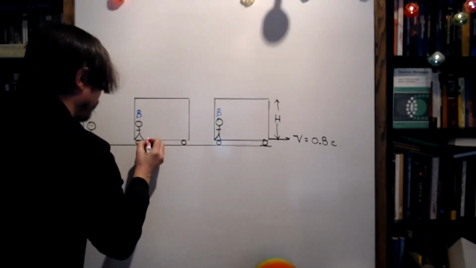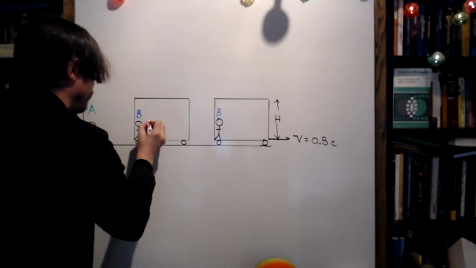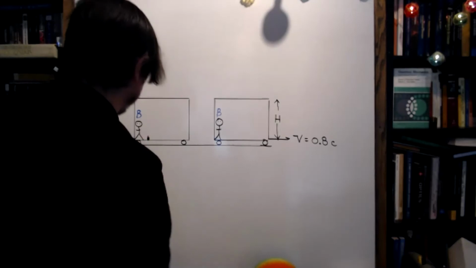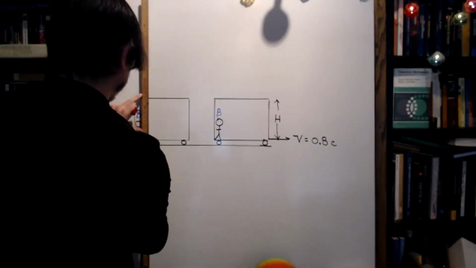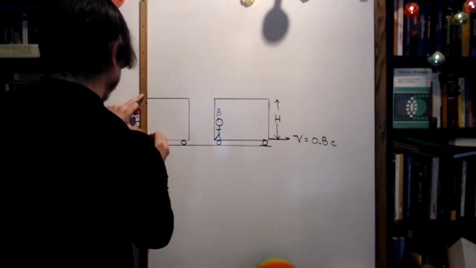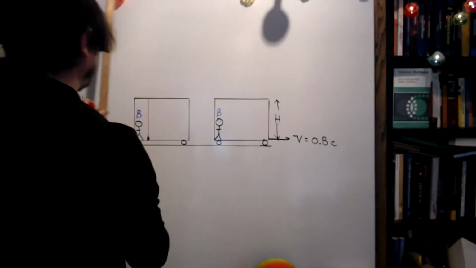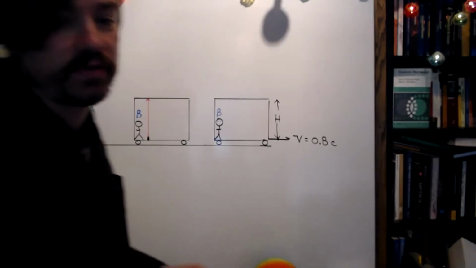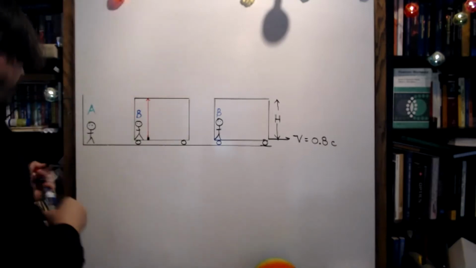According to observer B, the laser is going to fire from the bottom of the car. It's going to travel in a straight line. So let me use my ruler for this. From the bottom of the car to the top of the car, where it's going to strike a detector and be recorded by both observers, but especially by observer B, okay?